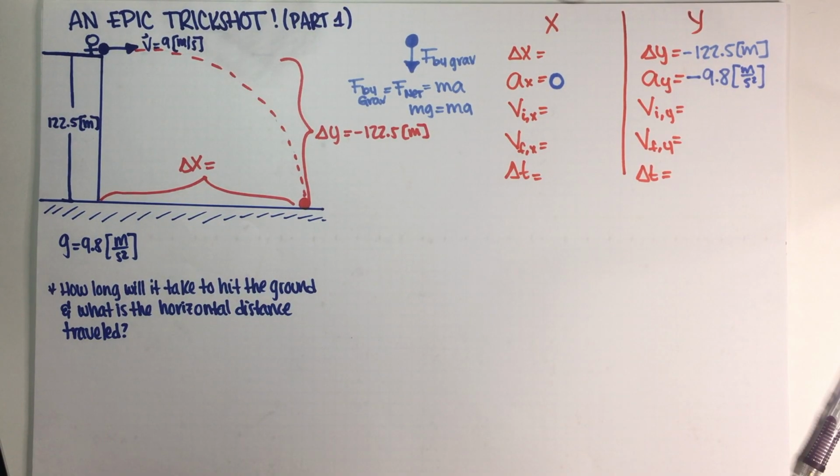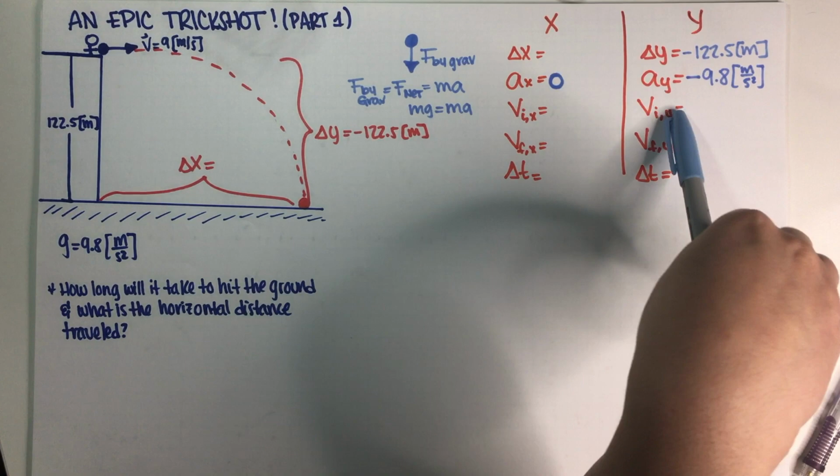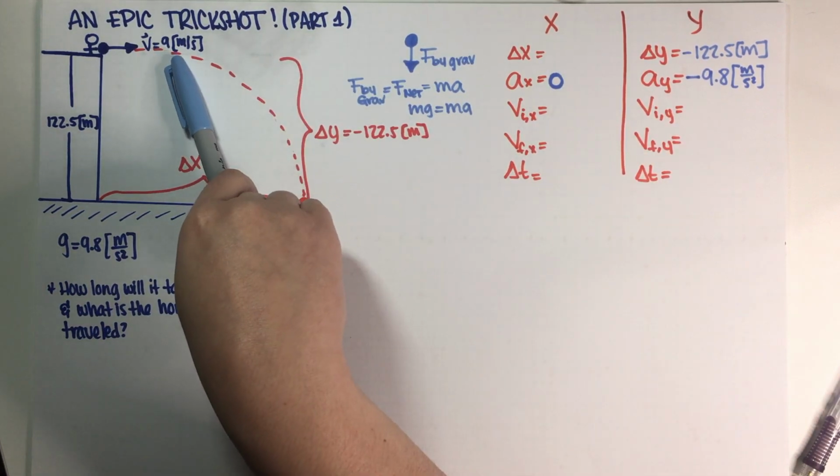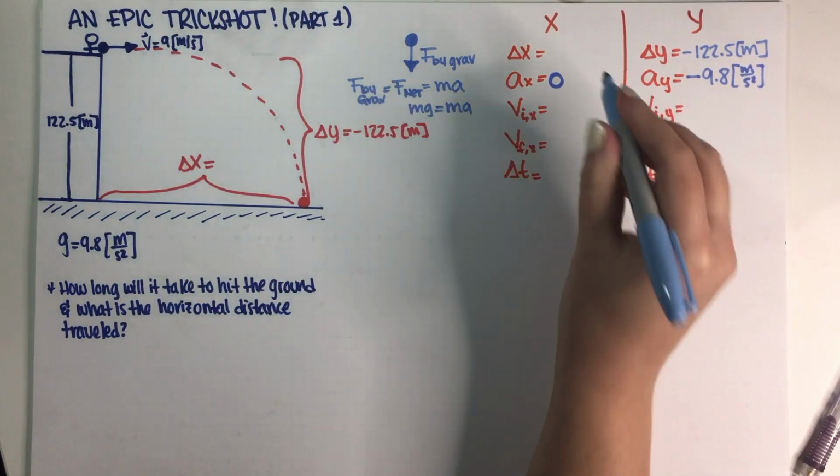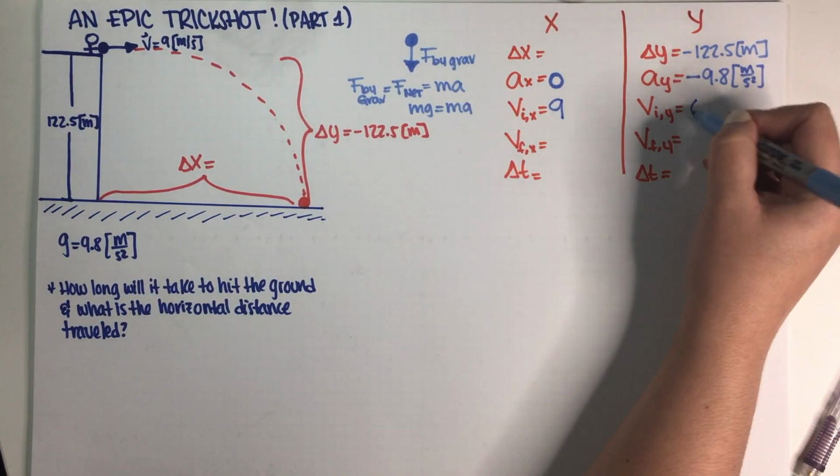Now, I do know my initial velocity because Tyler threw this exactly horizontally, which means that these 9 meters per second go here, and this is a 0.